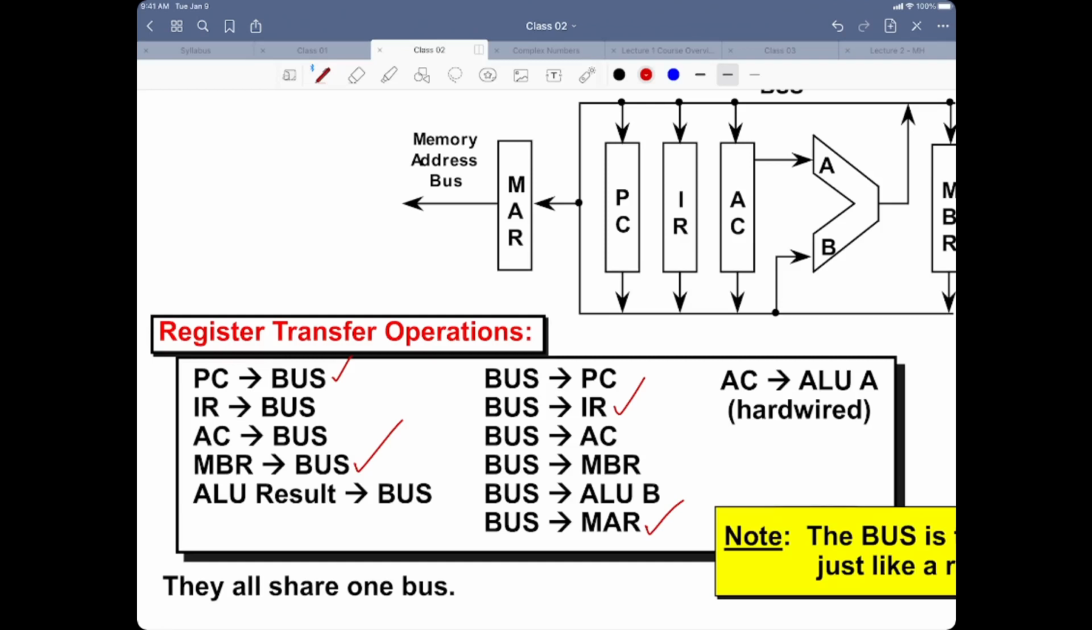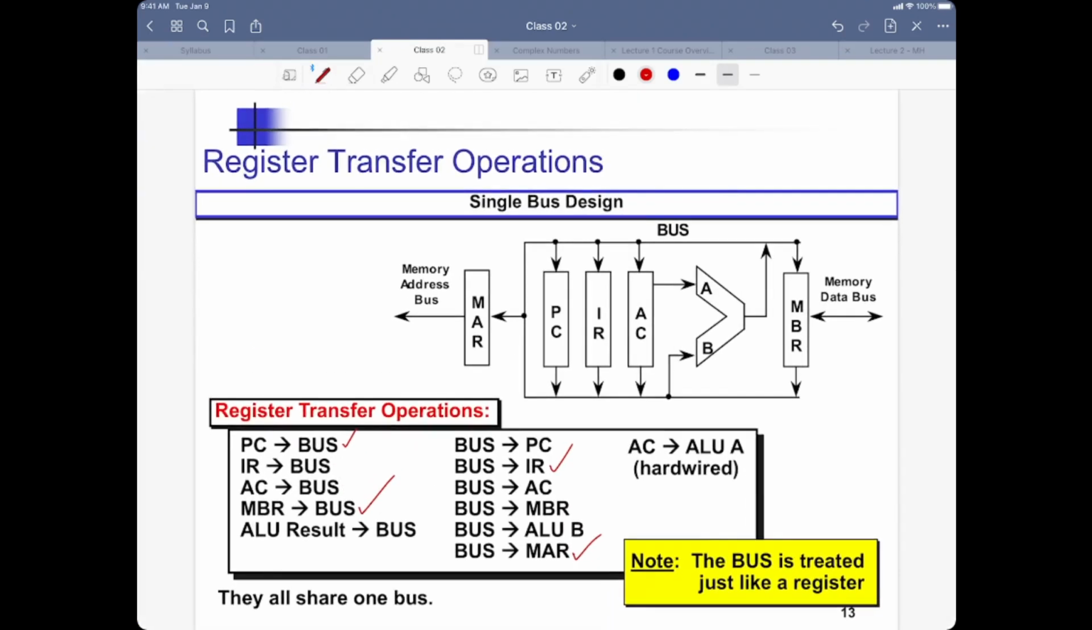So we call this register transfer operations, and in this we are also treating the bus as a register. They are all sharing the one bus. Bus is treated like a register. So we are just listing out all of the possibilities here, right? From this to this, all the arrows, they are all captured in that list.